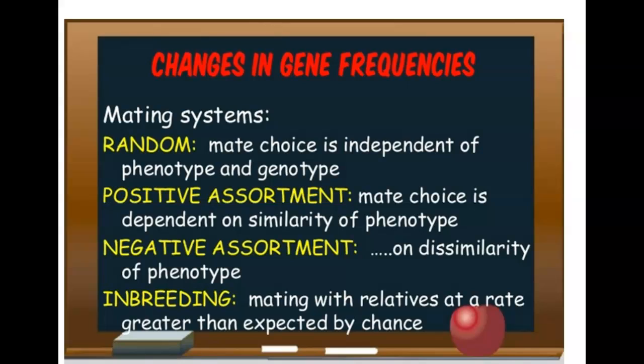Inbreeding is mating with relatives at a rate greater than expected by chance. So all these violate our assumption. What we're trying to do is keep the allele frequencies stable. So in random mating, that will keep them stable.